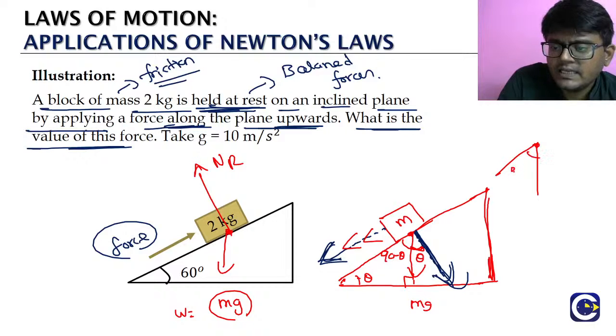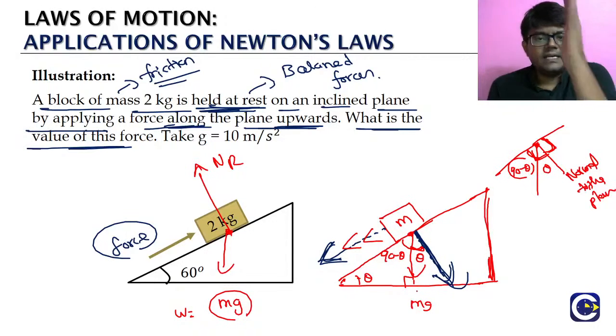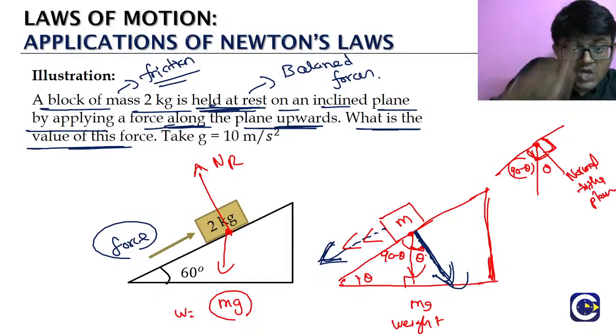இது என்னது? 90 minus theta தானா? This is normal to the plane. So 90. இந்த பக்கம் 90. இதனை 90 minus theta சொன்னா this will be what? Theta. Okay va? So the mg weight is making an angle theta with the normal to plane.